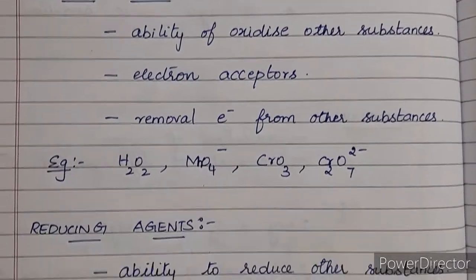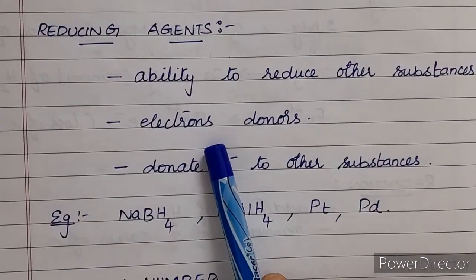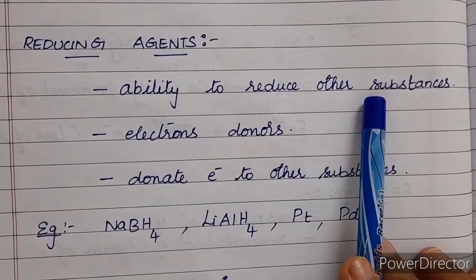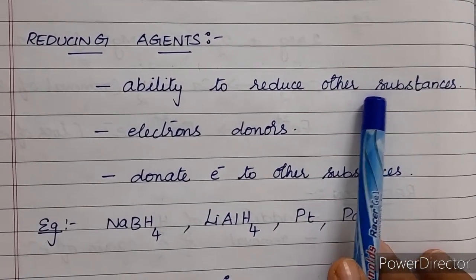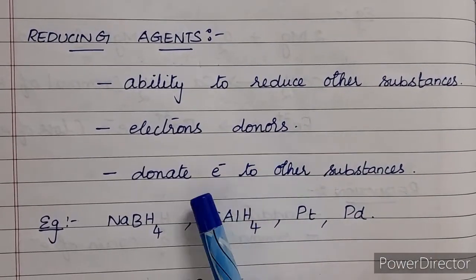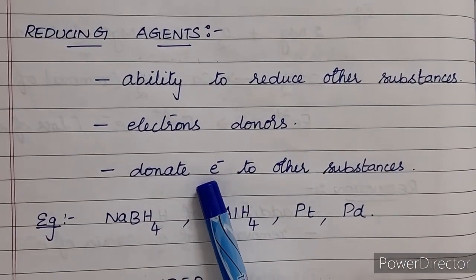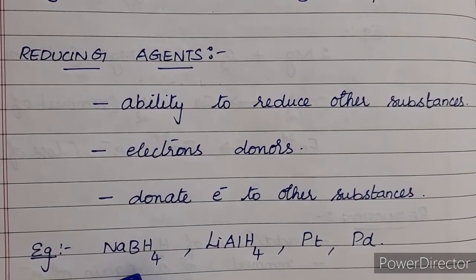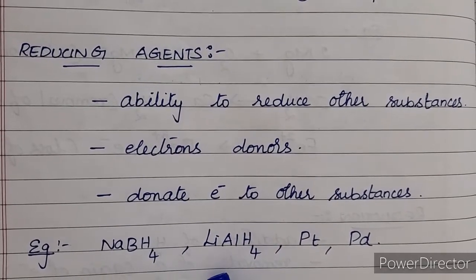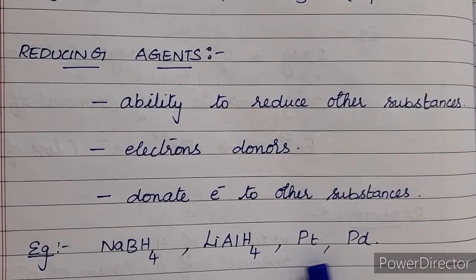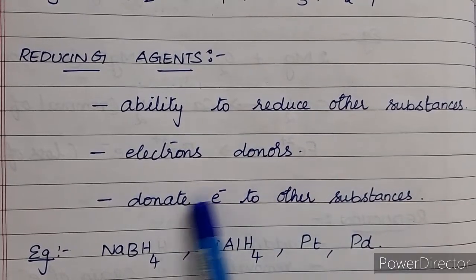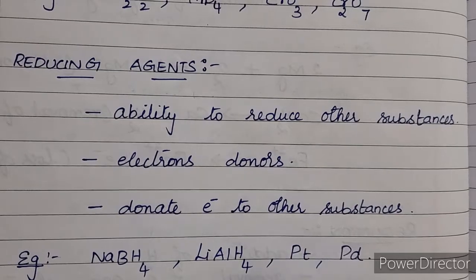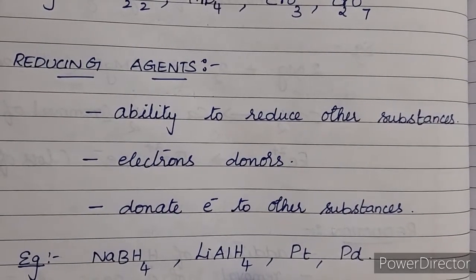The next one is the reducing agent. The substance which has the ability to reduce other substances is called a reducing agent, and these are electron donors. They donate electrons to other substances. Now let's see the examples: sodium borohydride, lithium aluminium hydride, platinum, palladium. These are the reducing agents which have the ability to reduce other substances.